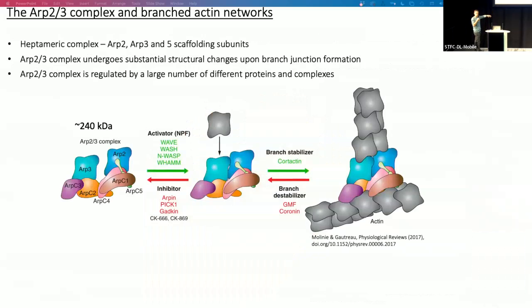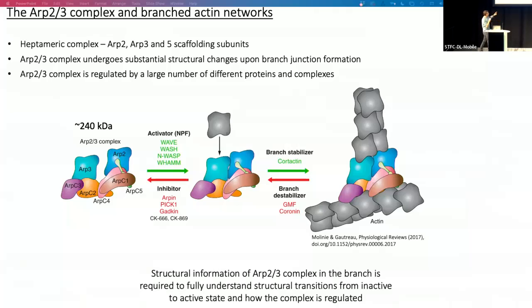The Arp2/3 complex is a heptamer complex, 7 subunits, 240 kilodaltons, so it's not massive in size, but it's also not too small. And what happens is that upon activation, the complex needs to change its conformation because it will bind a pre-existing filament to form a so-called branch junction, which nucleates a new filament. And since the fun thing about this complex is it can nucleate its own substrate, it could potentially lead to exponential growth of actin filaments, which is of course not desired by the cell. So it's tightly controlled by many activators, inhibitors, and stabilizers. And understanding how these work, one requires understanding of the structure of the branch junction.